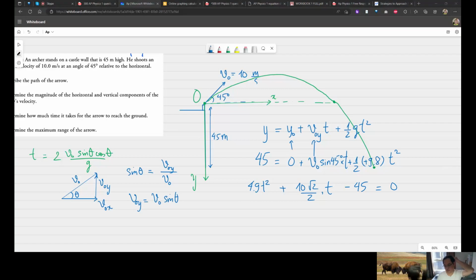Oh, so I don't know how to find it in the calculator. What kind of calculator do you have? Casio or something, or TI-Nspire? Oh, TI.